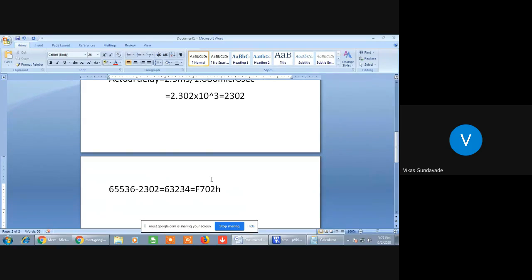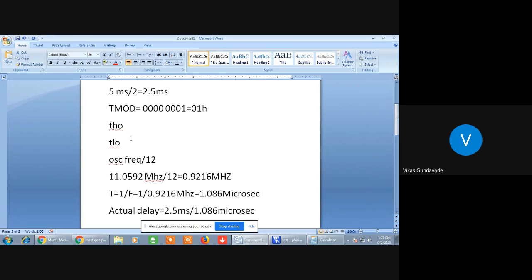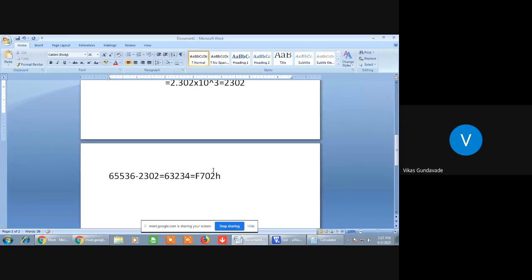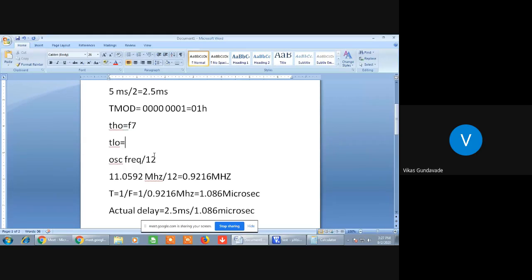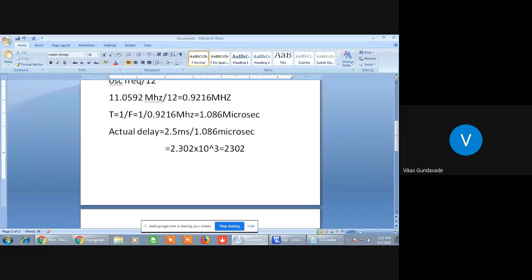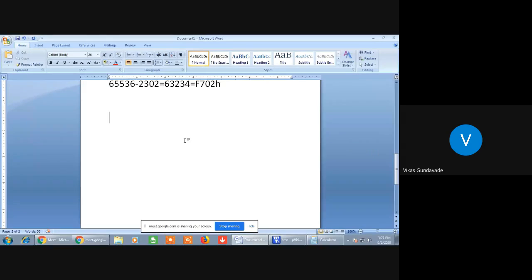F702H. Now here, this F702 we need to load into TH0 and TL0. So for TH0, the higher 8 bits are F7, and for TL0, the lower 8 bits are 02. That we need to load into the TH and TL registers.